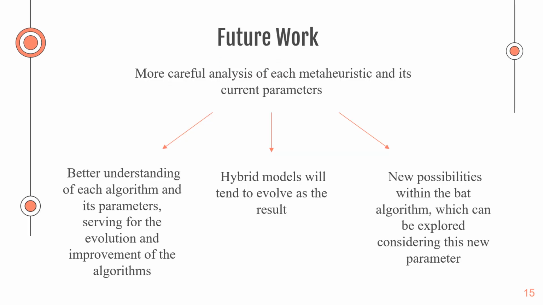So, in terms of future work, a more careful analysis of each metaheuristic and its current parameters should be done, because it can lead to a better understanding of each algorithm and its parameters, serving for the evolution and improvement of the algorithms themselves. Also, hybrid models will tend to evolve as a result, because the algorithms that are joined will supposedly be better. This also led to new possibilities within the Bat algorithm, which can be explored considering this new parameter.